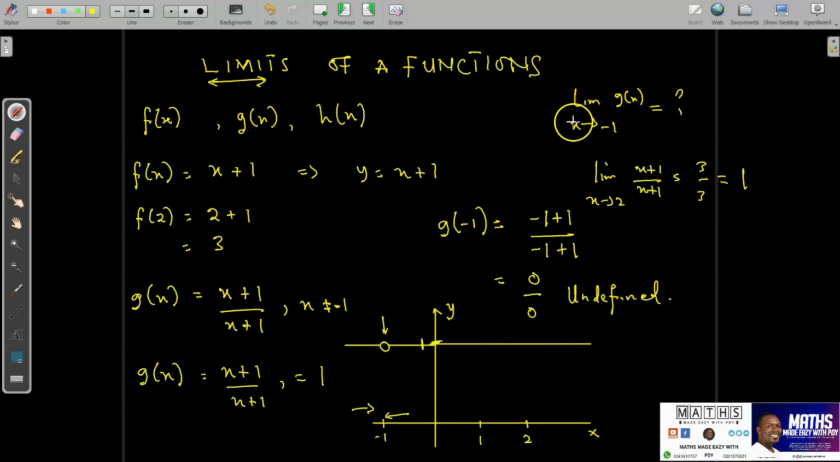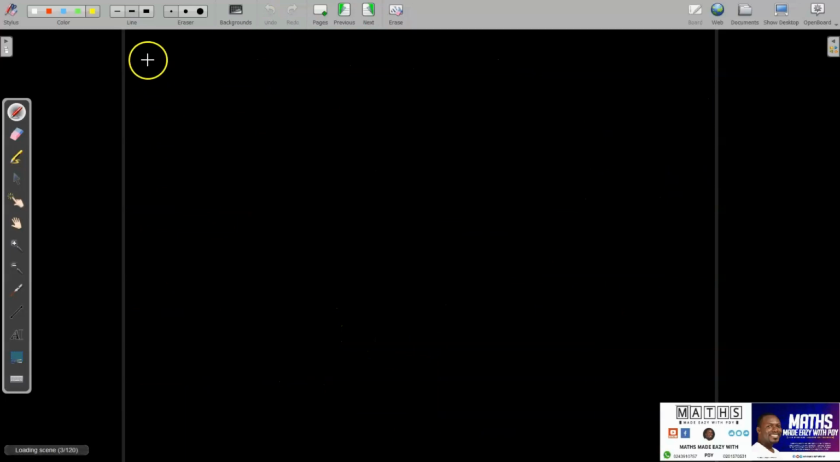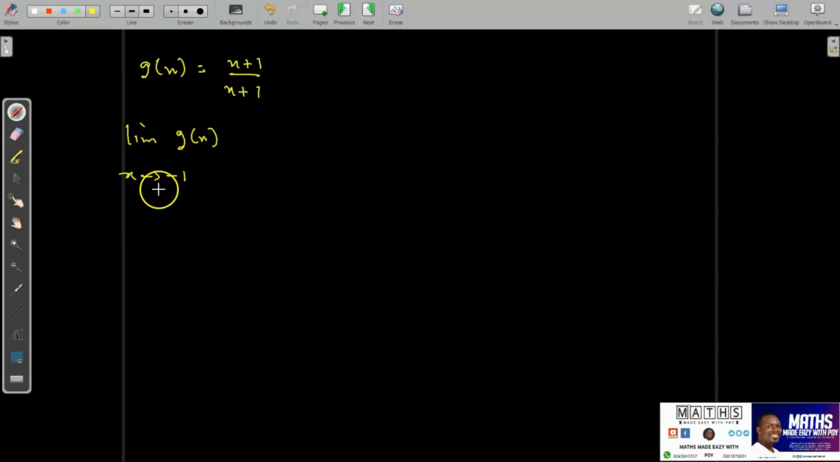So the limit of g of x as x approaches -1, ideally we are estimating that it's supposed to be positive 1. Now let us do another operation here, still using g of x equal to x plus 1 over x plus 1. We want to find the limit of g of x as x approaches, this time, -1. So approaching -1, what are the possible values of x approaching -1?